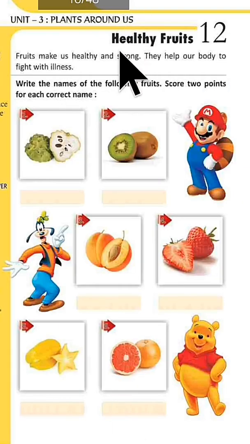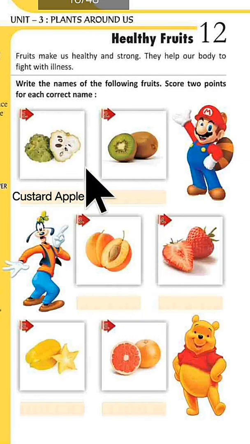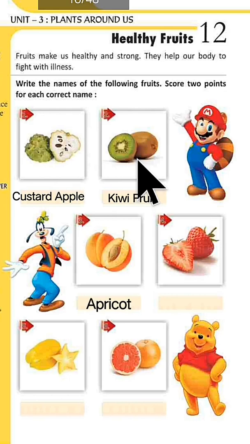Our next chapter is healthy fruit. In this chapter there are some pictures given, and we are going to write the names of these pictures. The first picture is of custard apple, and so we will write the spelling of custard apple here. The next picture is of kiwi fruit, and so we will be writing kiwi here.